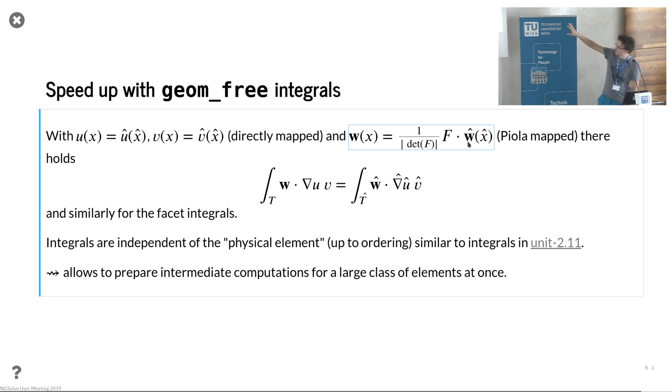So if you have this, then you have this geometry-free property, which means that these integrals are all the same. Of course, the w now, in contrast to what we saw before, will be different on every element. So we will not have just 6 or a small number of same matrices. However, the evaluation that we need, the gradient of u and the v hats at the corresponding integration points, will all be the same. So this allows us to at least prepare some intermediate computations for this step.